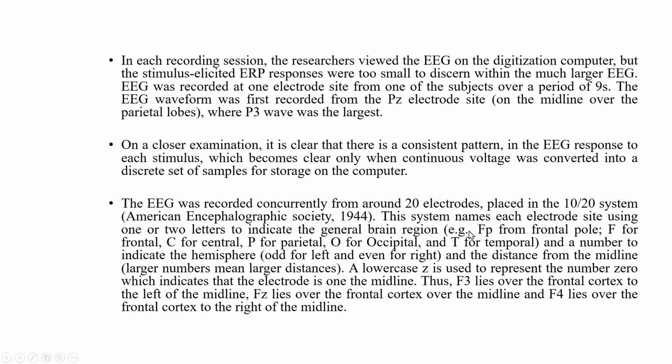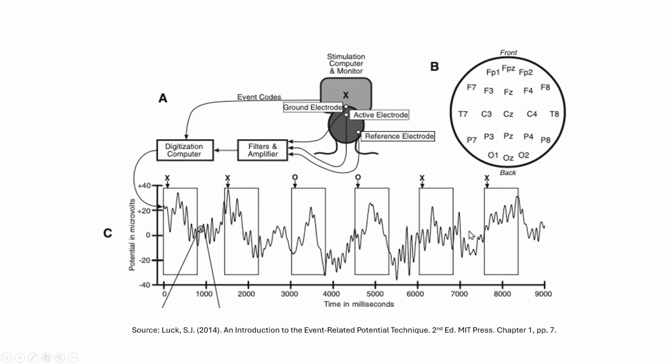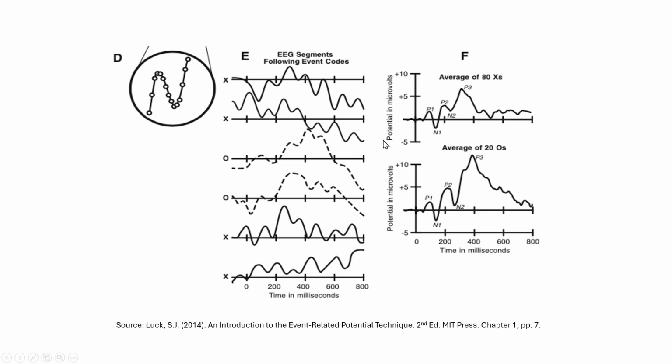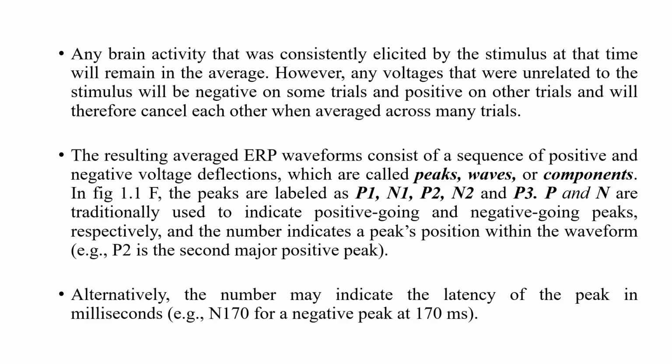So, you have P1, N1, P2, N2 and P3. These are the peaks. This is the first positive peak, second positive peak, third positive peak and the first negative peak and the second negative peak. So, this is by convention how these waveforms are labeled. Alternatively, the number may indicate the latency of the peak in milliseconds. So, sometimes you will also come across ERP components that have a number which tells the latency or the time period of when that peak is observed.